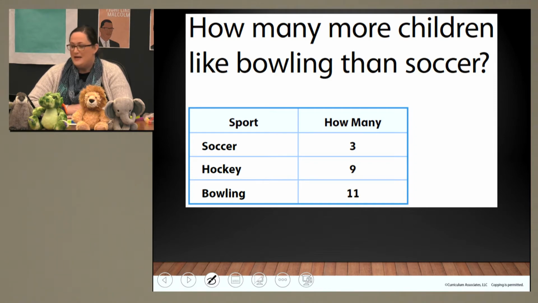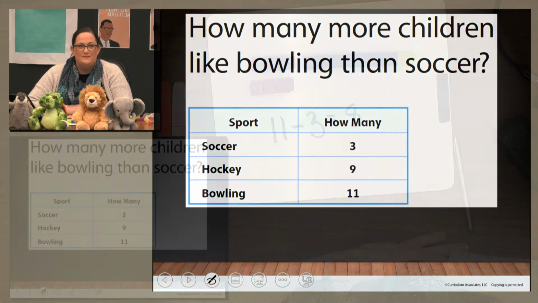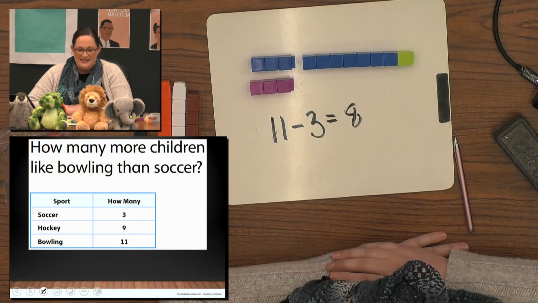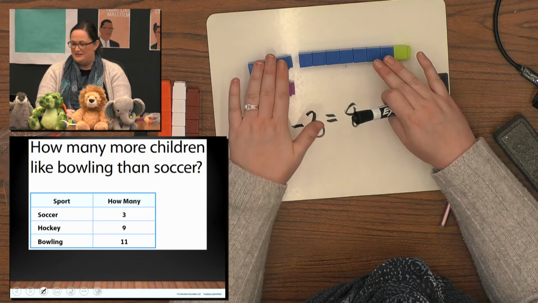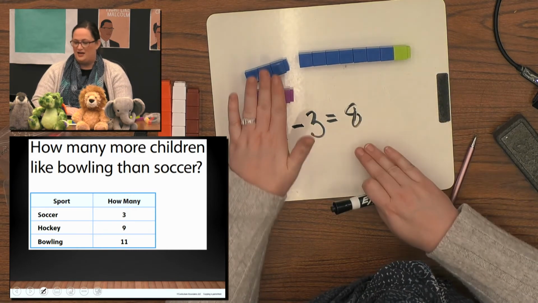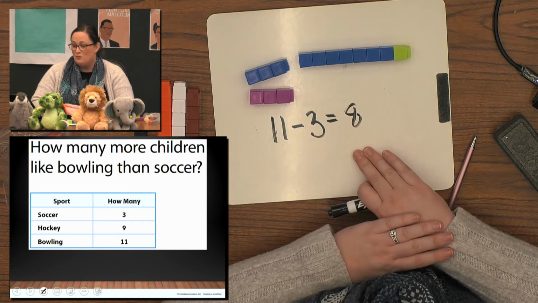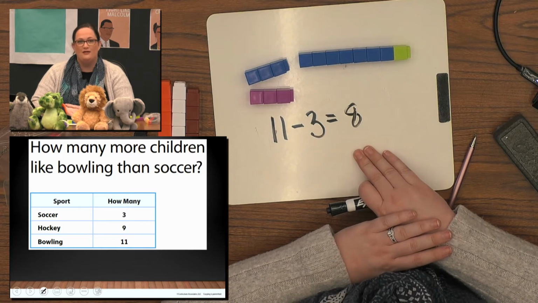Okay, friends. Mr. Kevin, can you show my whiteboard? Got it. I did 11 for bowling. I took away the part that was the same for soccer, which was 3. I got an answer of 8. So 8 more children like bowling than soccer. Is that what you got?